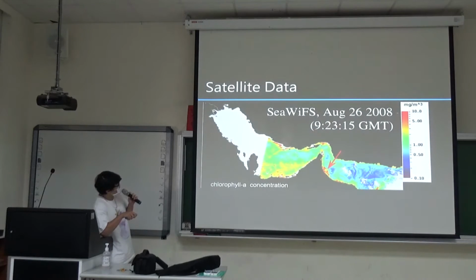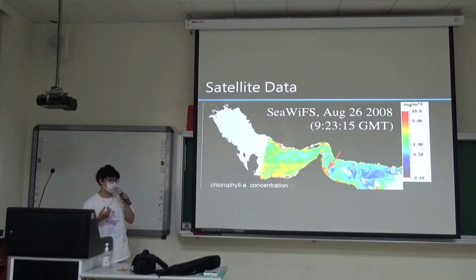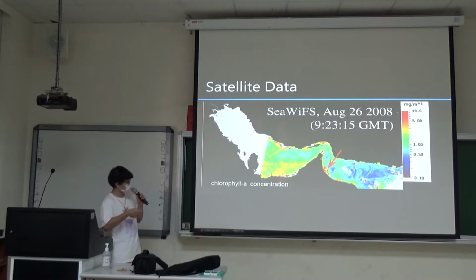And in this graph, we can see the chlorophyll a concentration. And we can see which satellite we get the data from and the time we get data. The color scale here is milligrams per cubic meter. And you can see this spot is much higher, and the blank area indicates no data due to cloud cover or dust storm.